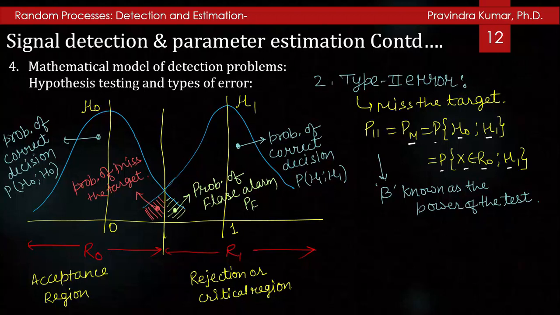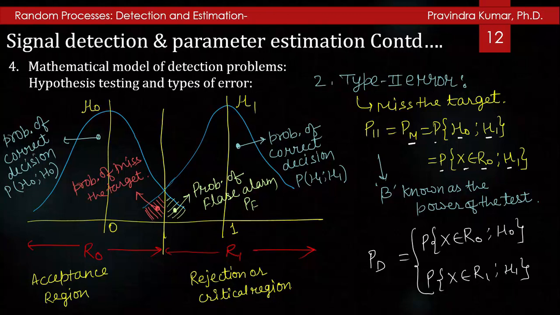And so the probability of correct decision means the probability that the observed data belongs to R0 when H0 is true, and the probability that the observed data x belongs to R1 when H1 is true. This is the probability of correct decision.